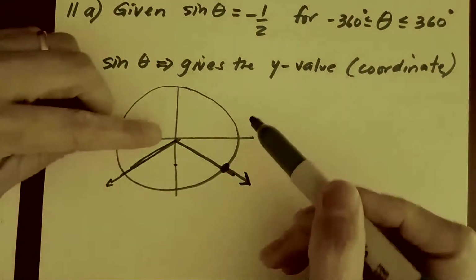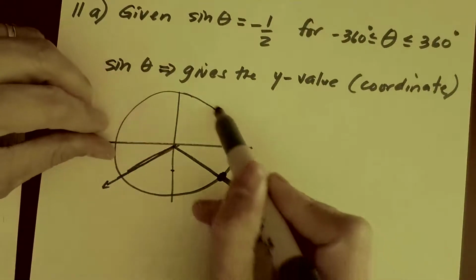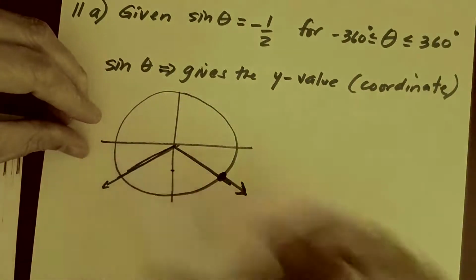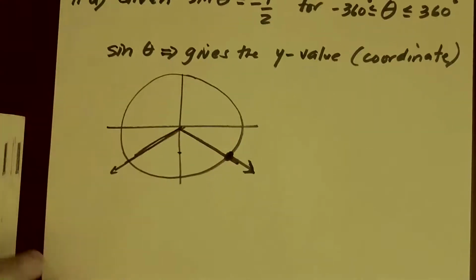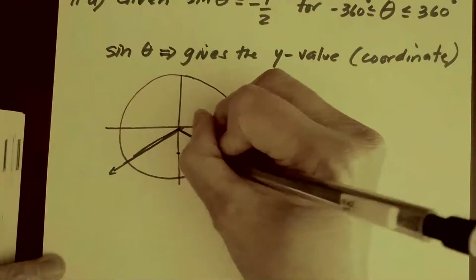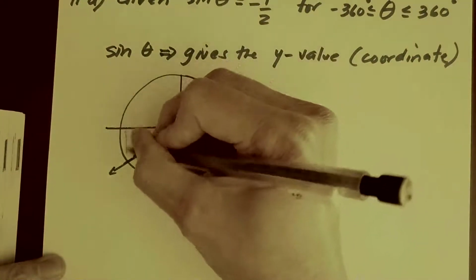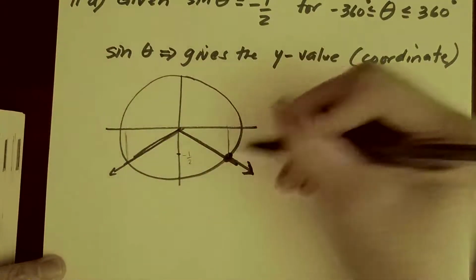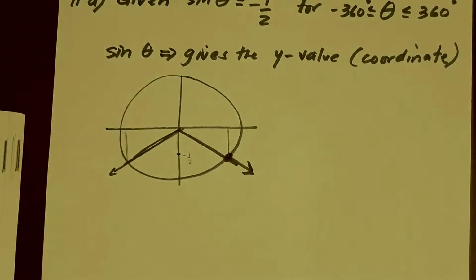So if I turn this way, the y is going to be -1/2 here. This is -1/2. So where is that going to be? It's right there and right there. Now, what does that mean?